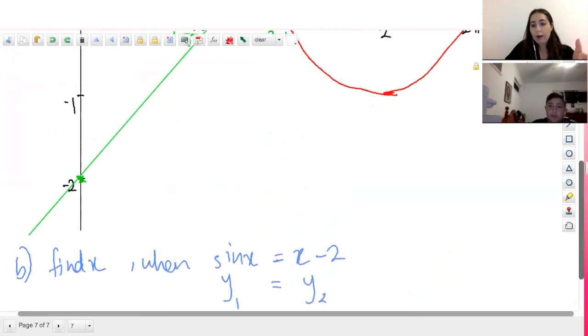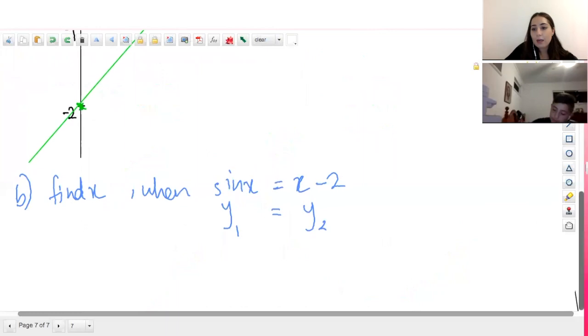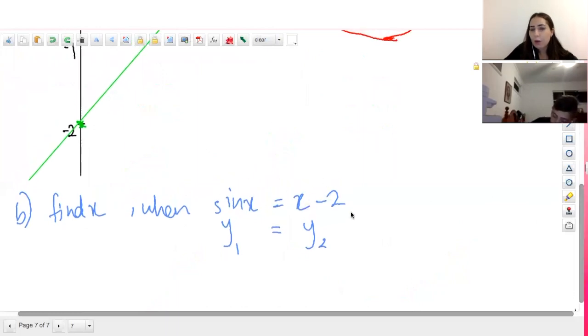So what does it mean when they're equal? How would you say that in words rather than writing it algebraically like this? What do you think? When you equate two functions, what are you trying to find by equating two functions? X, in this case, x.